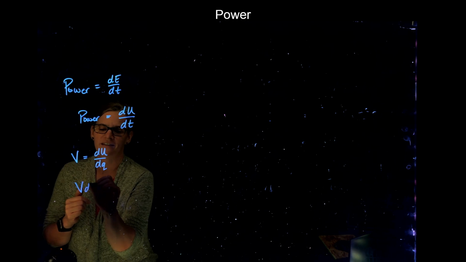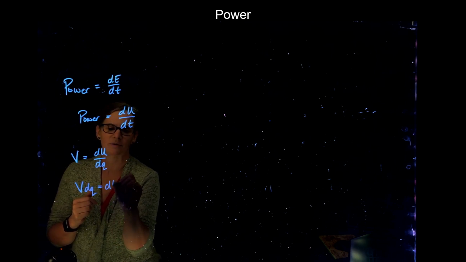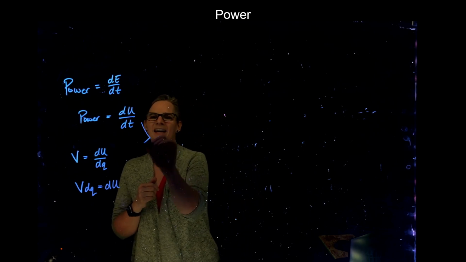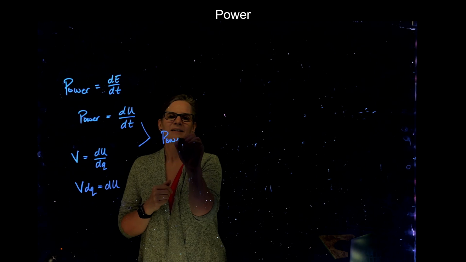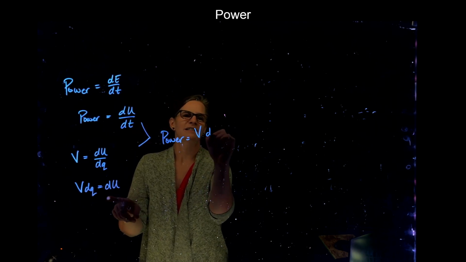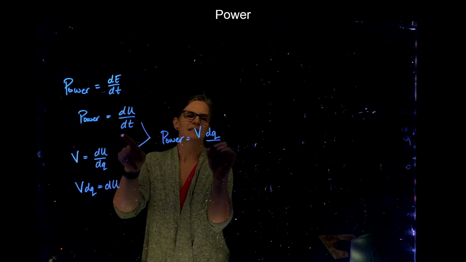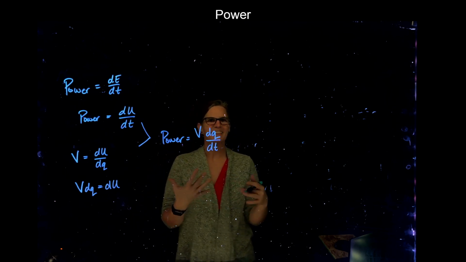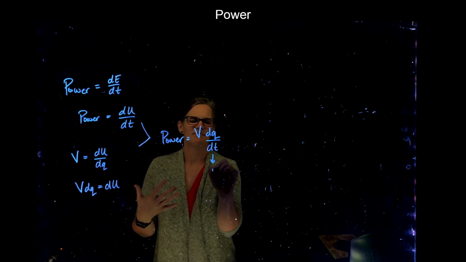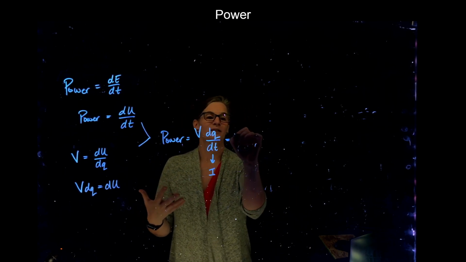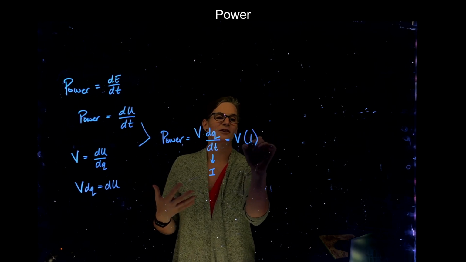I have V dq is equal to my dE, my change in energy. And then I'm going to use that to rewrite my power relationship. So I'm going to substitute in V dq/dt. And what do we remember about the charge per time? Well, that's just my current. And so power is related to the voltage and the current.